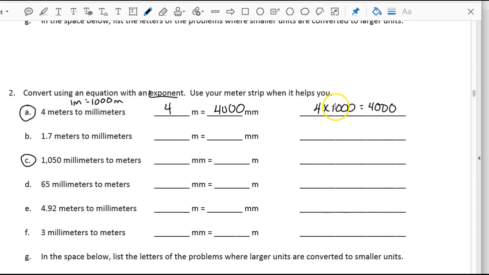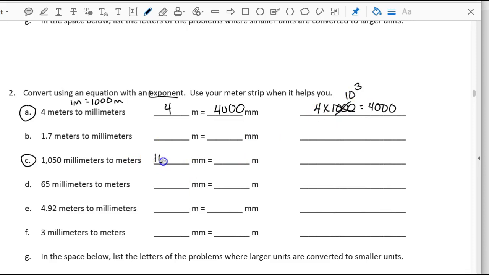And now it's saying to make an equation with an exponent. So what we have to do in that case is we can't use that. But we can say 10 to the third power because it's 1 zero bigger than 100. And there's 3 zeros, so you have 3 for an exponent. Let's go the other direction.